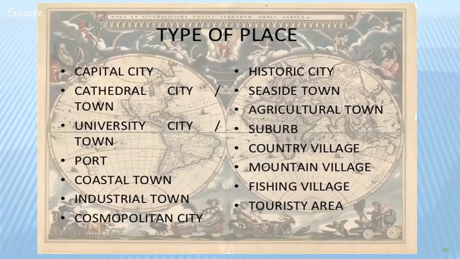Type of place: is it a capital city, a cathedral city or temple city, a university city, port, coastal town, industrial town, cosmopolitan city. Historic city, seaside town, agricultural town, suburb, country village, mountain village, fishing village, touristy area. So you can tell about the place using these.